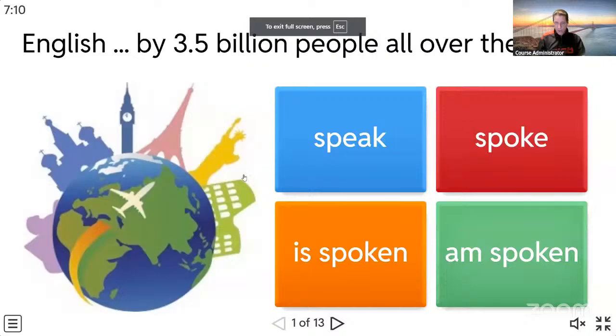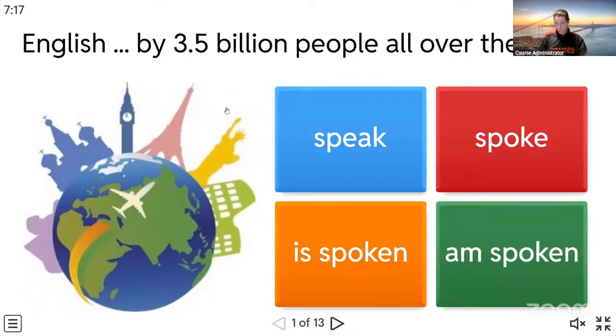Okay. All right. Now, in the first slide, we're talking about the object. We're talking about English. We're not mentioning who the speakers are. We're just mentioning the object. We're mentioning the language. So English by 3.5 billion people all over the world. So we have a choice here. We can say English speak by 3.5 billion people. That's the present simple tense. We would use that in the case of an active sentence, speak, but this is not active, this is passive.